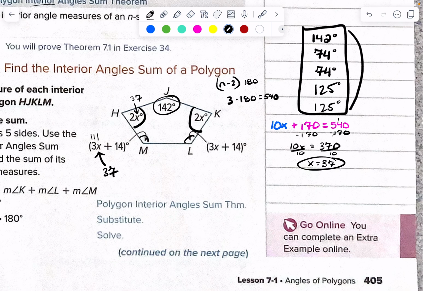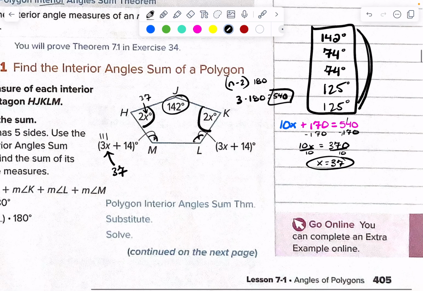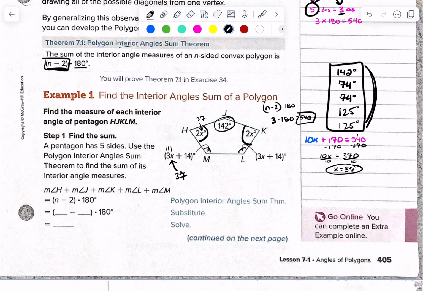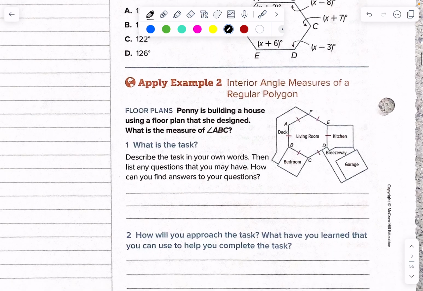What I can do to check my answers is add those up together, and they should add up to 540. I'm going to do that real quick because I don't trust all my mental math. Give me just a second. 540. Cool. So, final answer, all the stuff that's in that box. Those are the measures of the interior angles. Okay? All right, next, example 2.